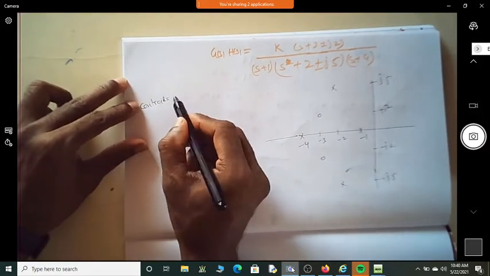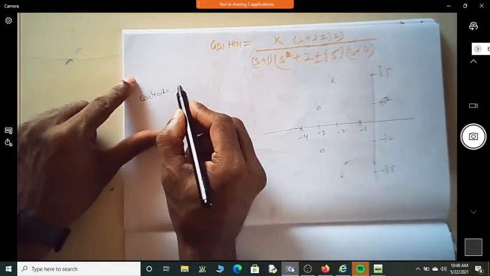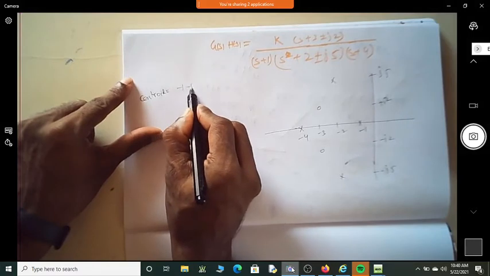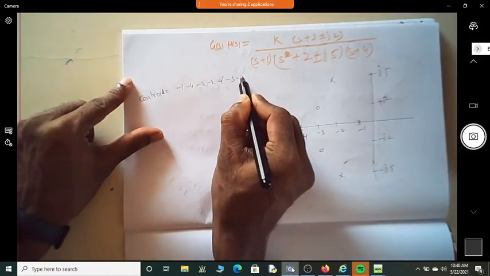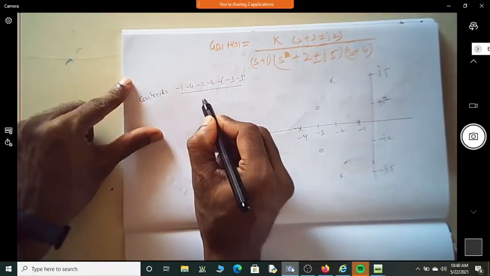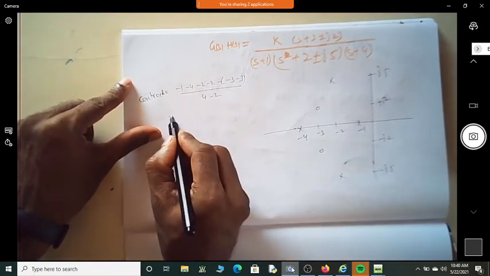Centroid is equal to summation of poles, that is minus 1, minus 4, minus 2, minus 2, minus of minus 3, minus 3 by 4 minus 3. Correct?